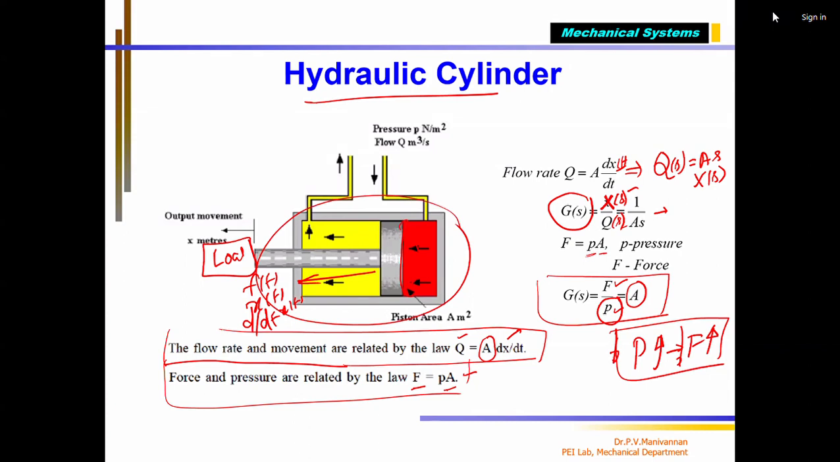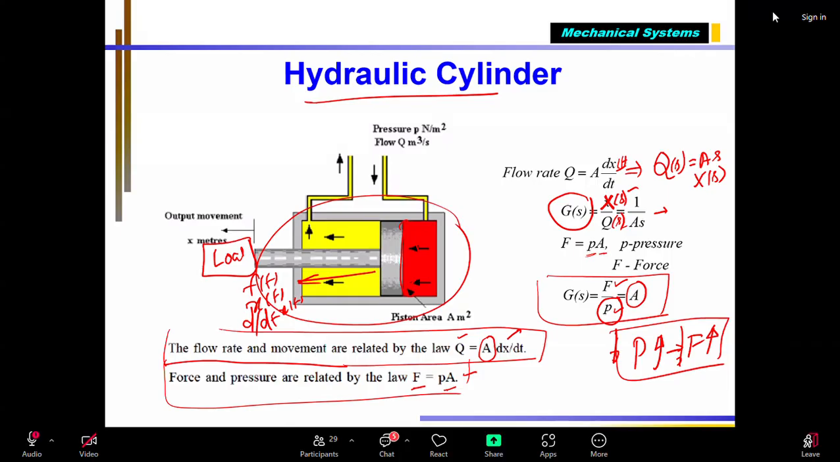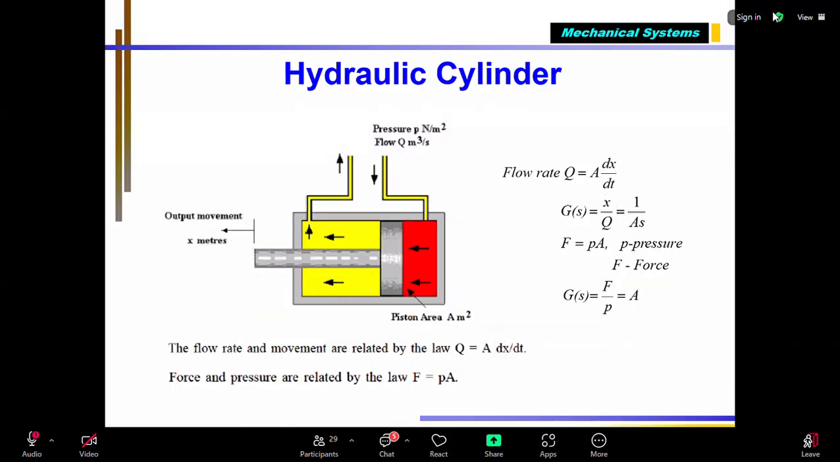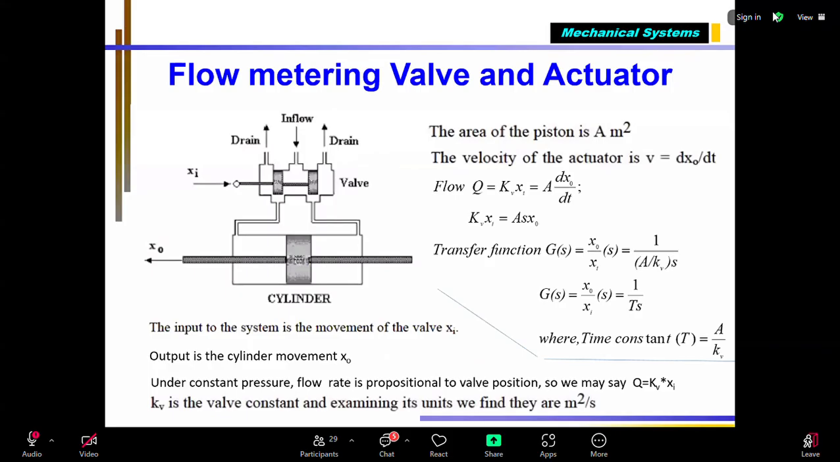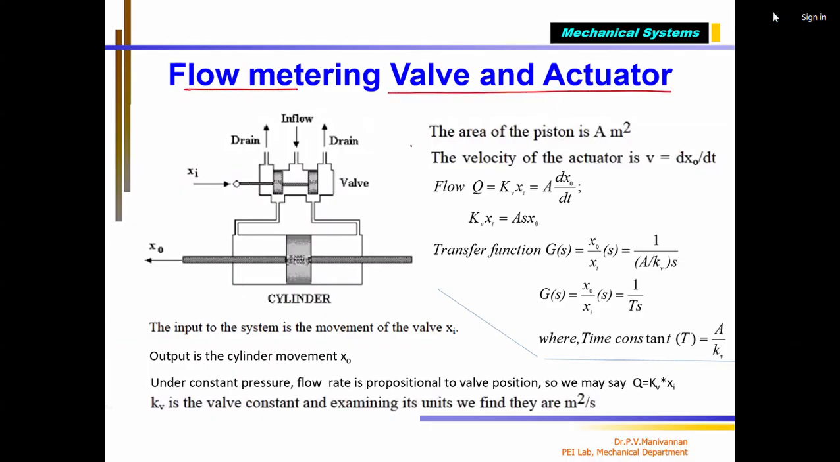Similarly, torque and force are for this one. One is rotary force and the other linear force. Already we saw that. So this is the mathematical model of the hydraulic cylinder. Now, this is my flow metering valve along with the actuator. Actuator is nothing but the hydraulic cylinder. Already we saw the model.